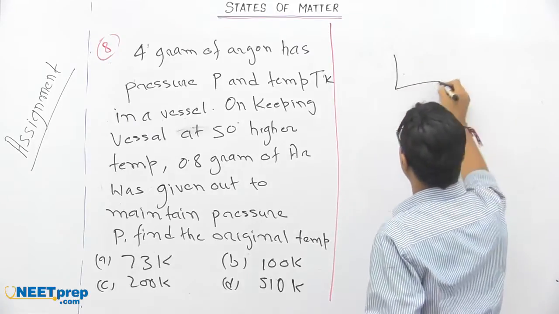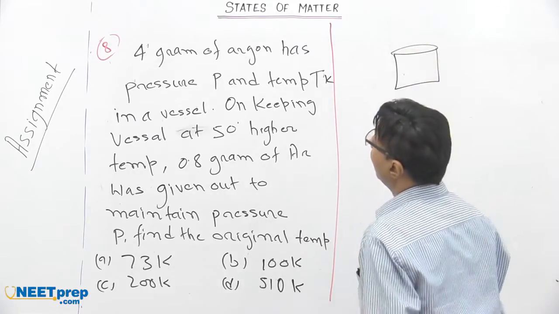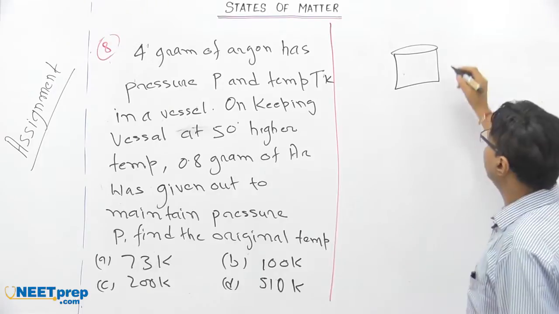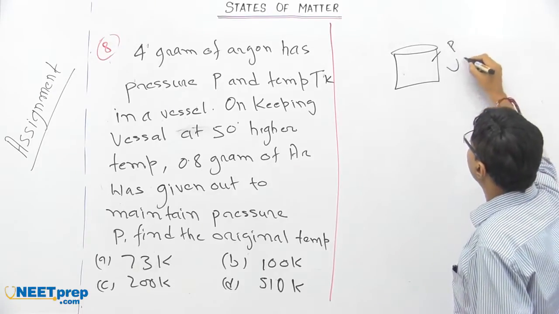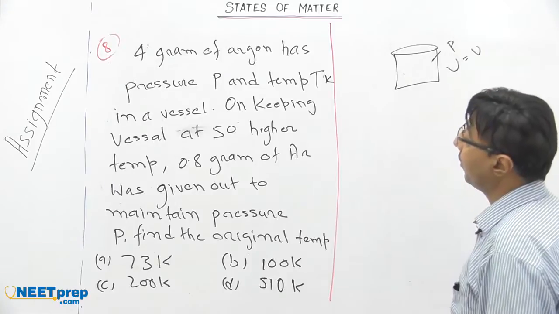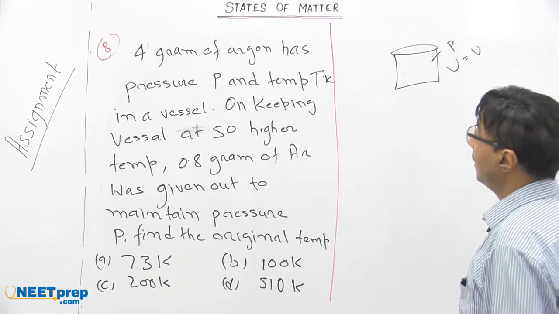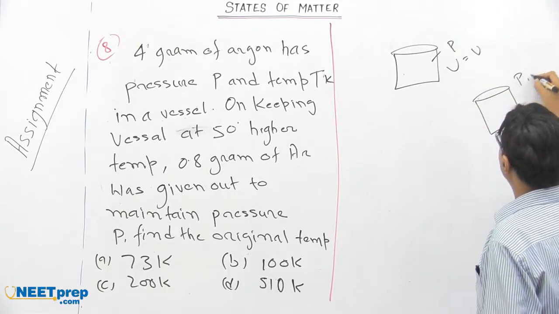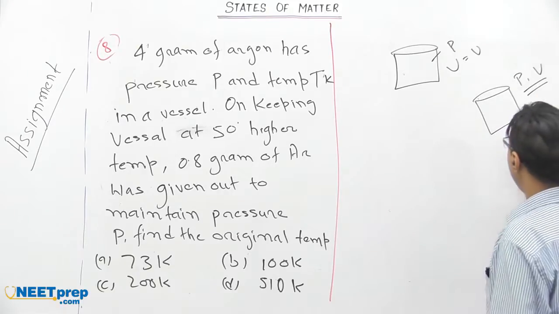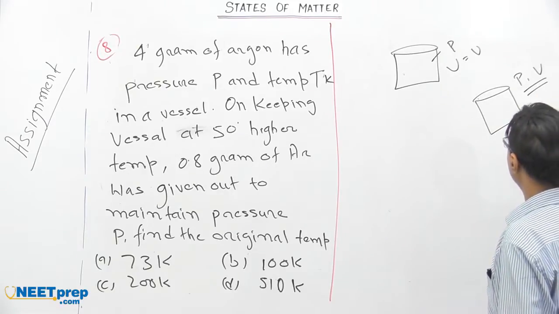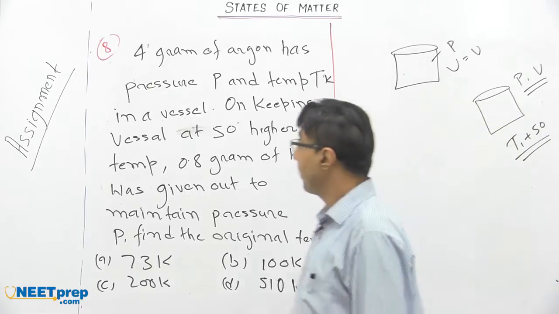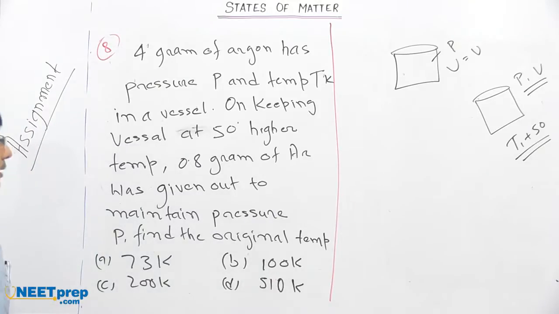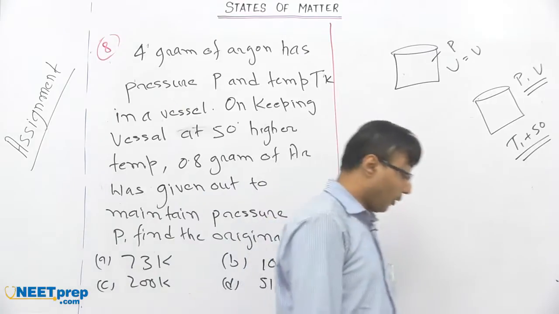So it's a container, and initially 4 gram argon was taken. Pressure is P, volume is V. In the second case, same pressure and same volume, but temperature is T1 plus 50 degree. And in that case 0.8 gram of argon was given out.